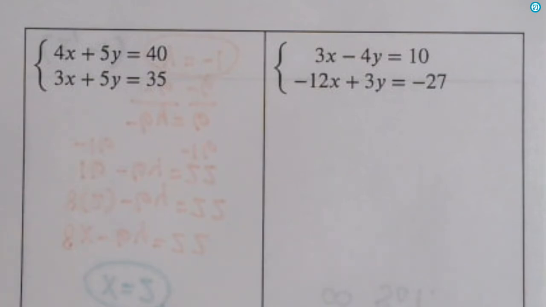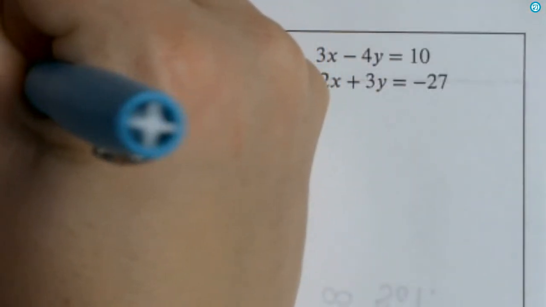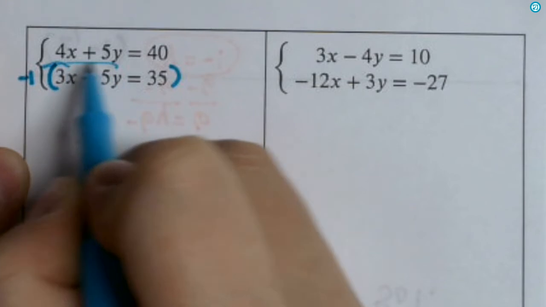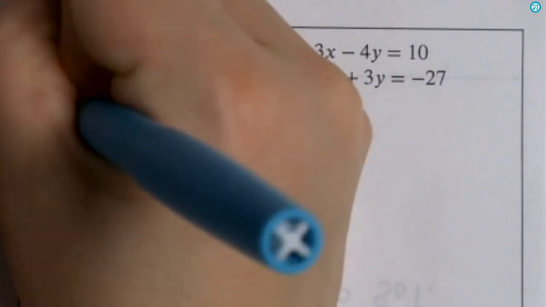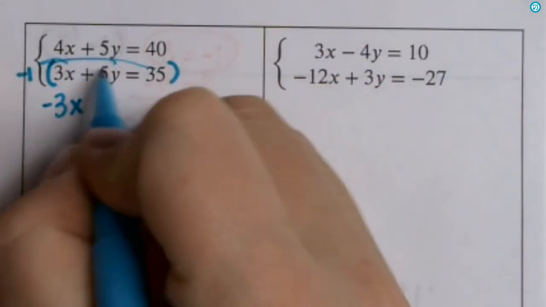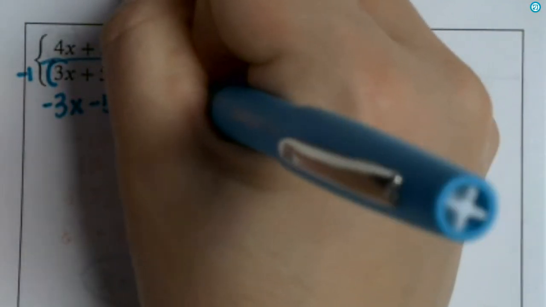So all we have to do on this one is multiply one of our equations, it doesn't matter which, by a -1. I'm going to choose to multiply my bottom equation by -1, and I'm going to distribute that out. So -1 times 3x would be -3x. -1 times 5y is -5y. -1 times 35 is -35.